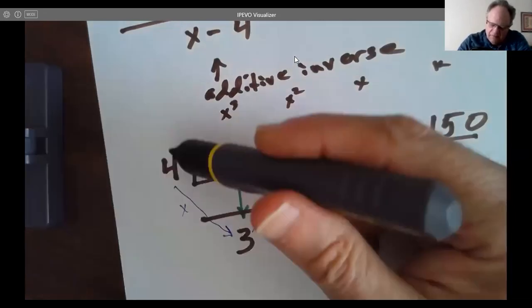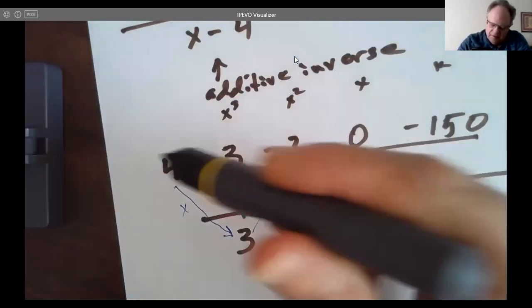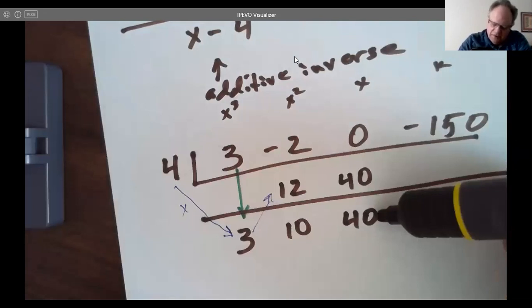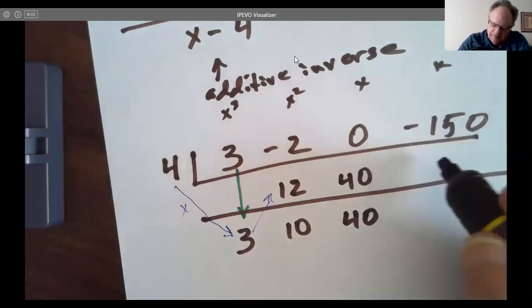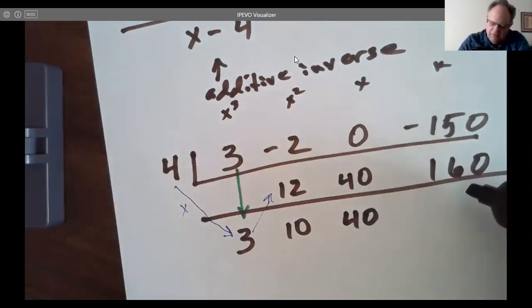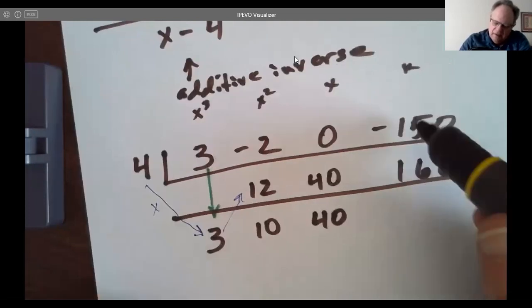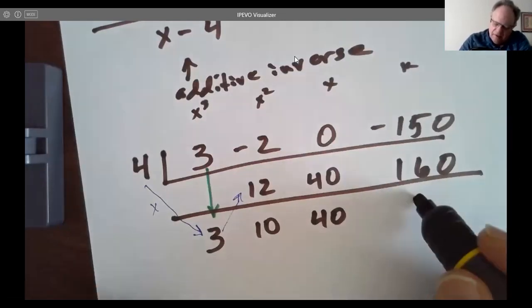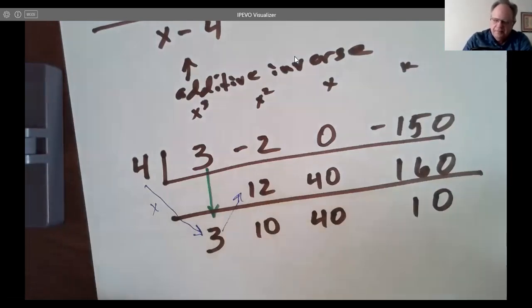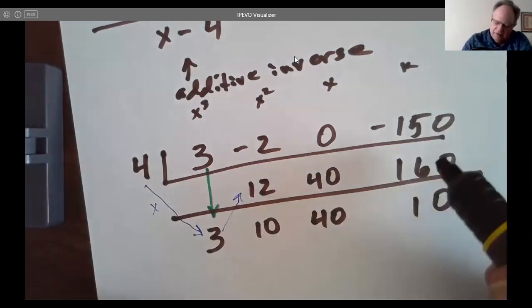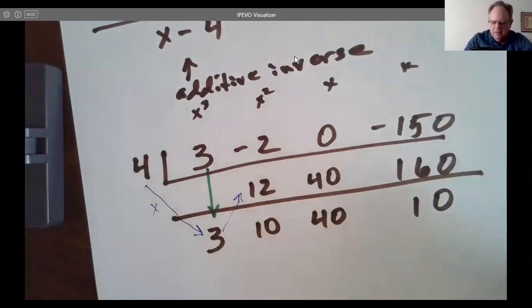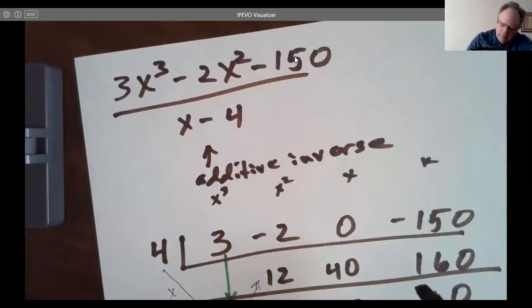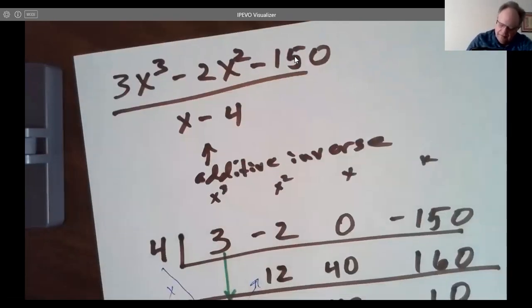And now we multiply the divisor times the bottom number again. 4 times 40 is 160. If the signs are opposite, you subtract. If the signs are the same, you add. You got -150 and a +160. We subtract, and we get a +10 because there's more positive than negative. So this is our quotient.